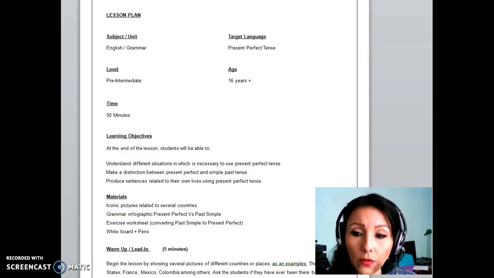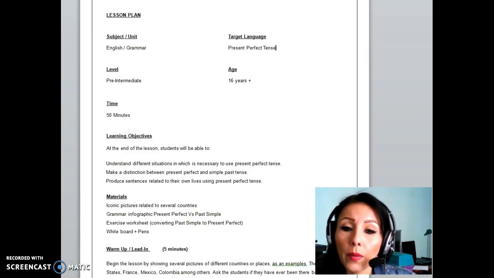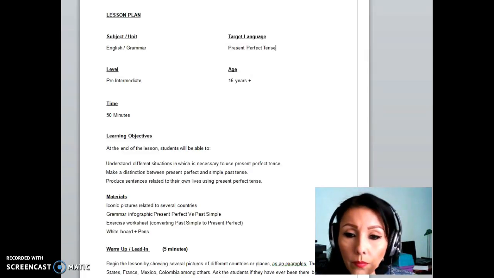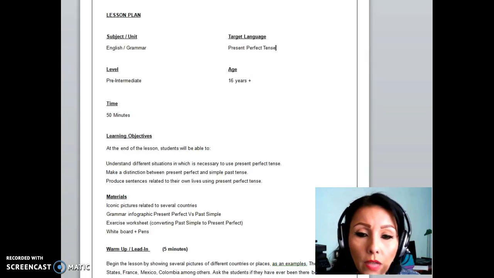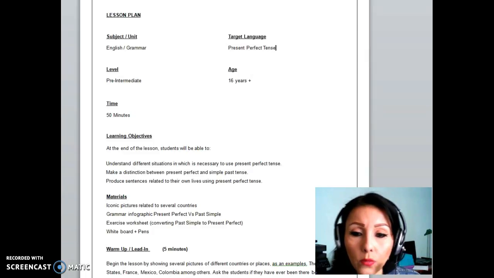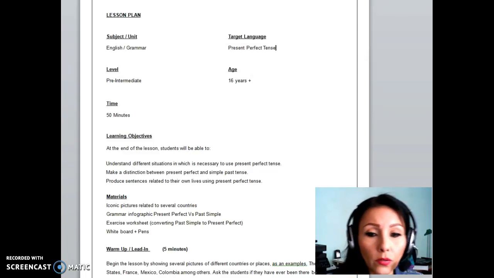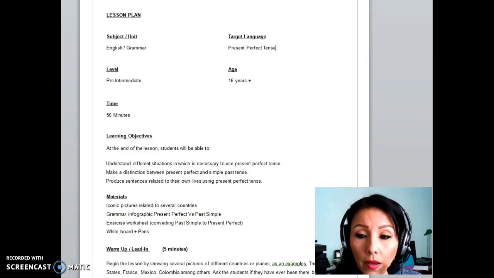The materials for this are iconic pictures related to several countries, a grammar infographic, present perfect versus past simple, and an exercise worksheet. The idea is to convert sentences from past simple to present perfect. Also whiteboards and pens.